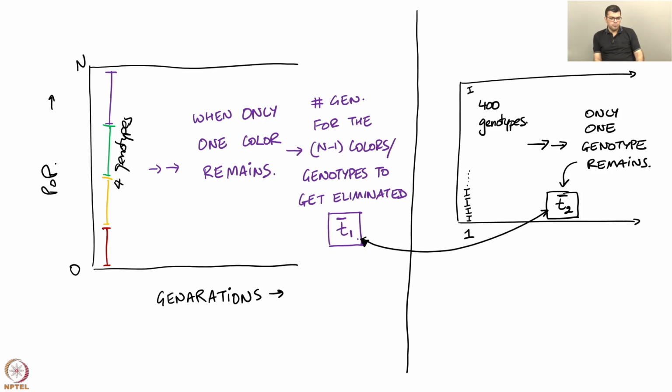In one case we are asking for the population size is only 4, in the other case the population size is 400. So, n is equal to 4, n is equal to 400 here. In this case from n equal to 4, where there are 4 different genotypes, we are asking for the average time that it takes for this to go from 4 genotypes to 1 genotype. And in this case we are asking the average time to go from 400 genotypes to only 1 genotype, and that is T2 bar. Which one of the two feels greater? Maybe let us take 10 seconds to think about it.